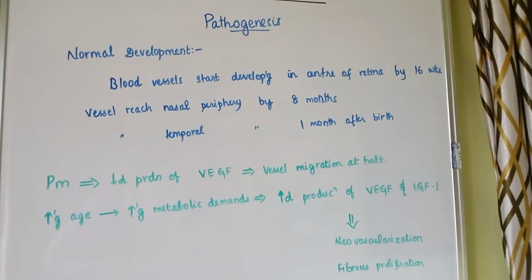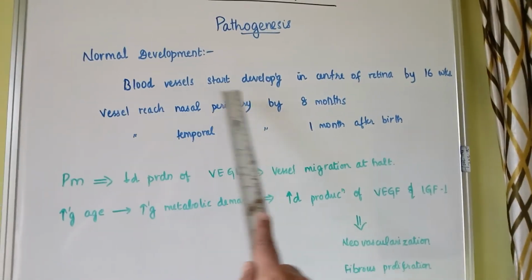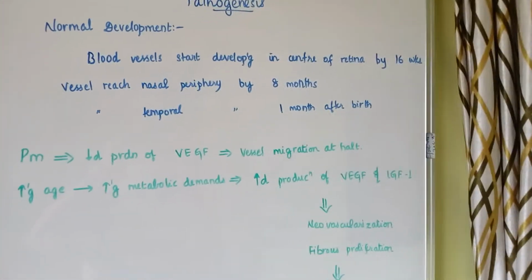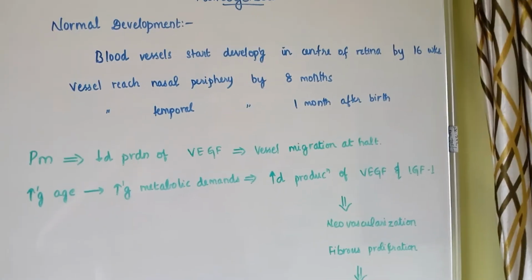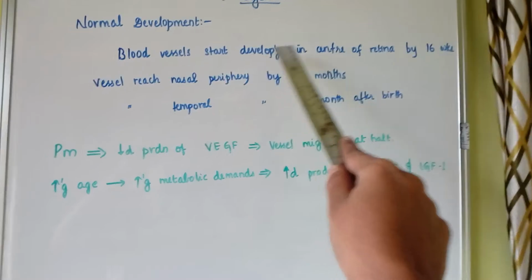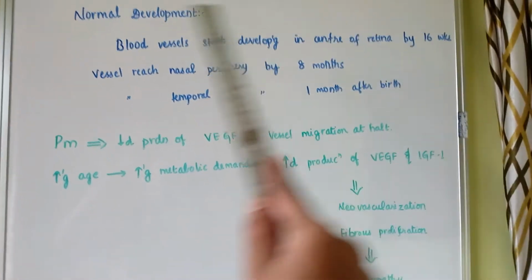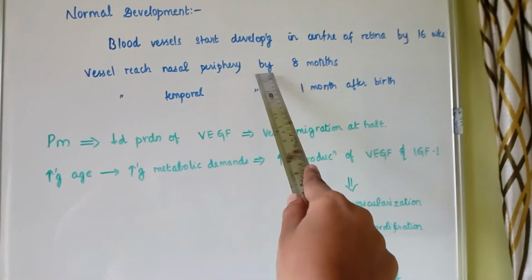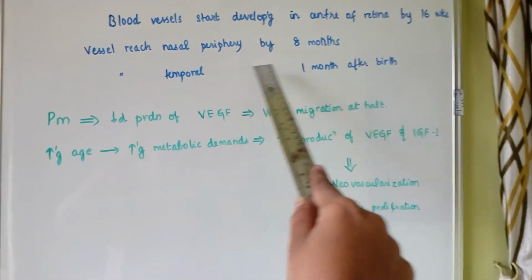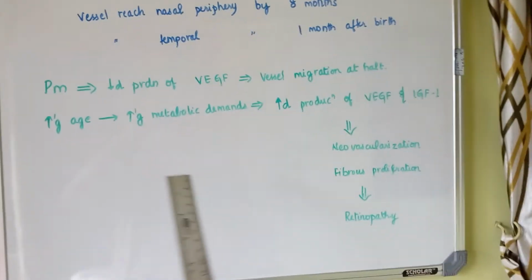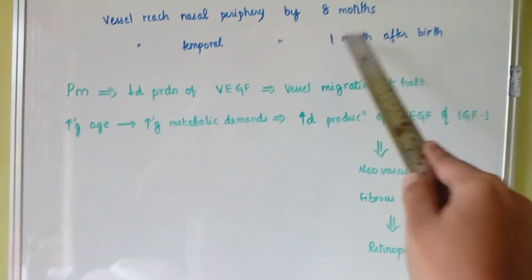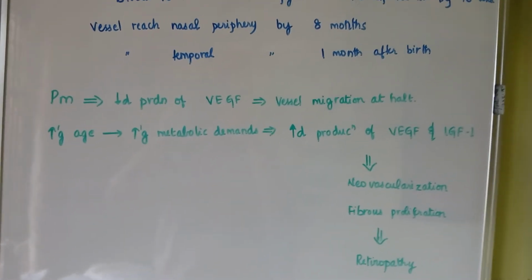Coming to the normal development of retina. The blood vessels start developing in the center of the retina by the 16th week of gestation, that is, while the infant is in the uterus. These vessels reach the nasal periphery by 8 months of gestational age, and they reach the temporal periphery by 1 month after birth.